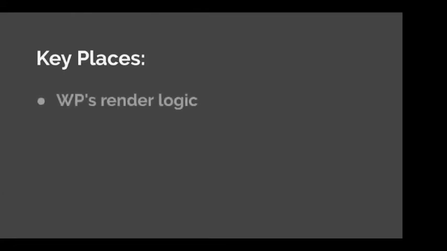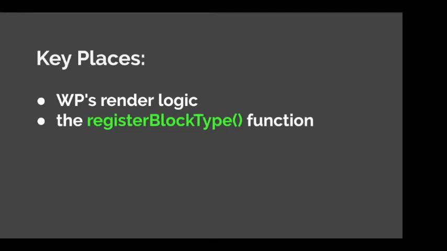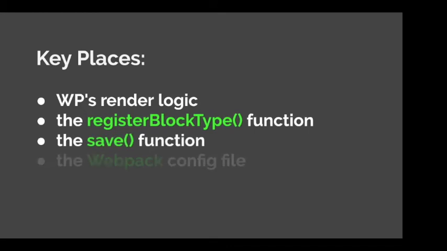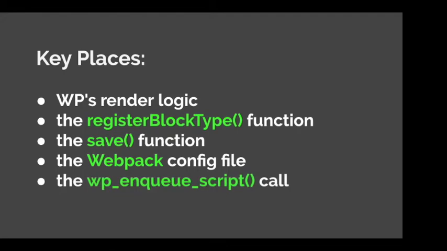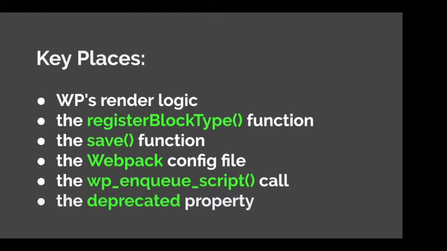So this is more or less the agenda for this presentation. I think it will be useful to revisit WordPress rendering for each kind of block, not only the React ones. Then we have some key places to look. The register block type function, both in JS and PHP. The save function of the register block type call, then the webpack config file, the enqueue script call, and the deprecated property in blocks, which is also important, and we'll see why.